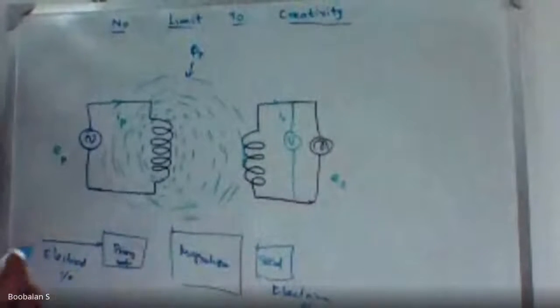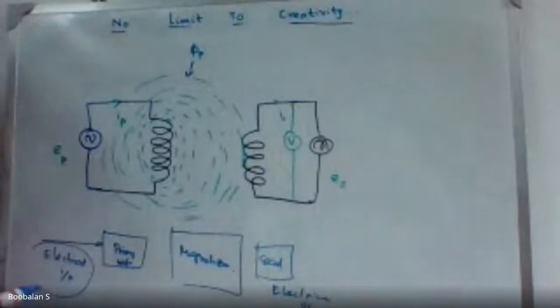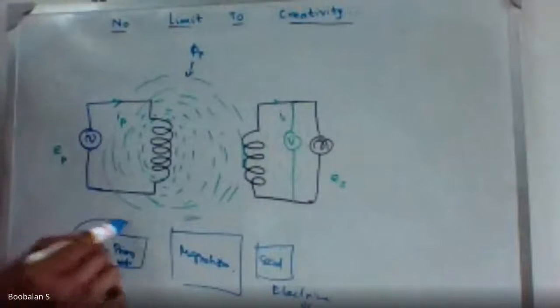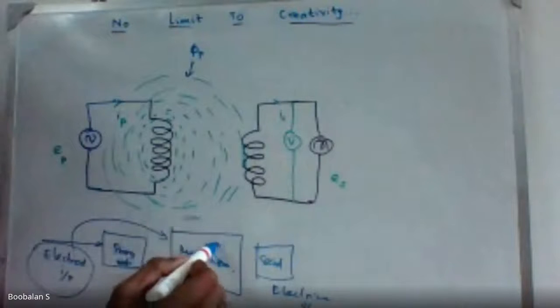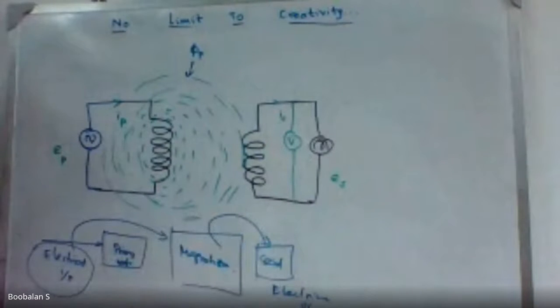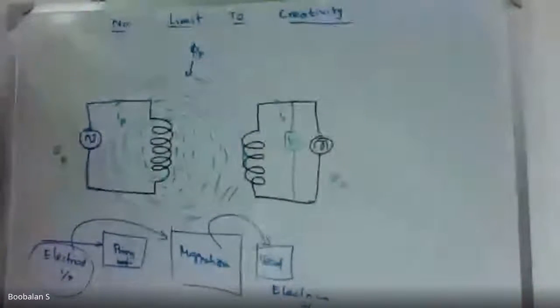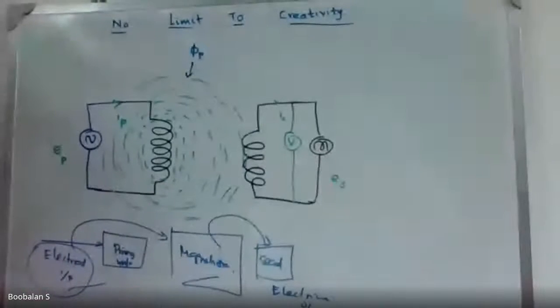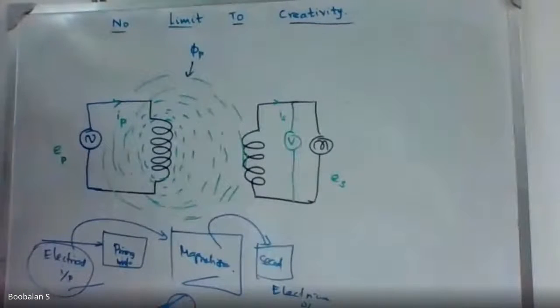So what happens in a transformer? I am just going to give an electrical input and it's now converted into magnetism. Again, this magnetism is now converted into electricity. That's why in the very first class, I told you that electricity and magnetism are two sides of a single coin. So we couldn't segregate them individually, right?